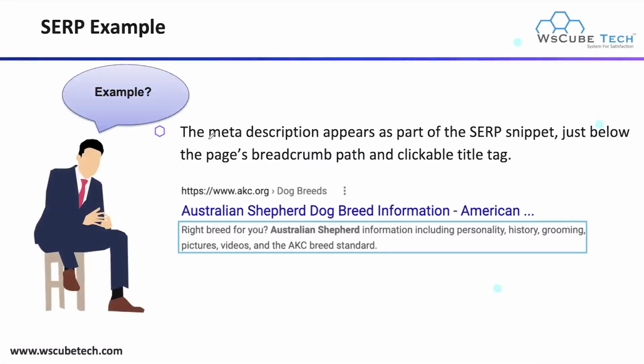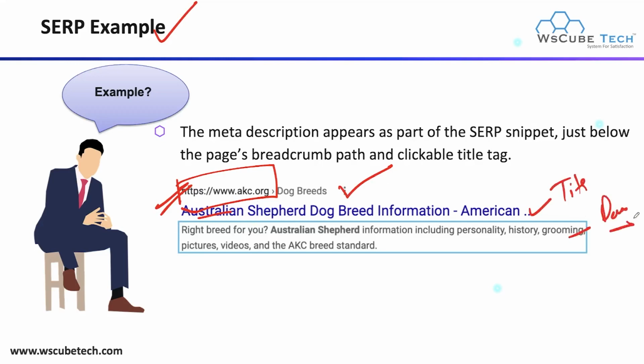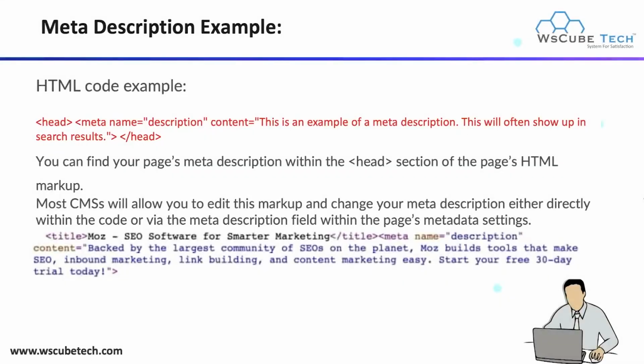Next we have a search engine result page example. Here, as you can see, one example there. This is another example where this is the URL of the website. This is your landing page URL. After that, this is known as your title and this is known as your meta description. So this meta description appears on your search engine result page.